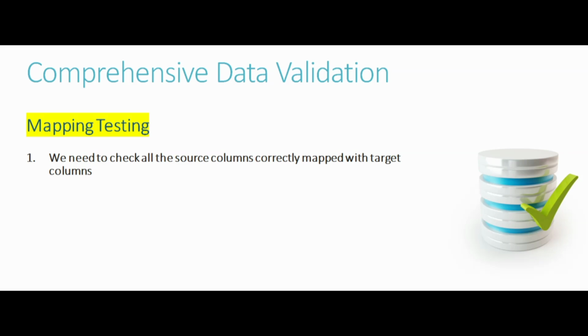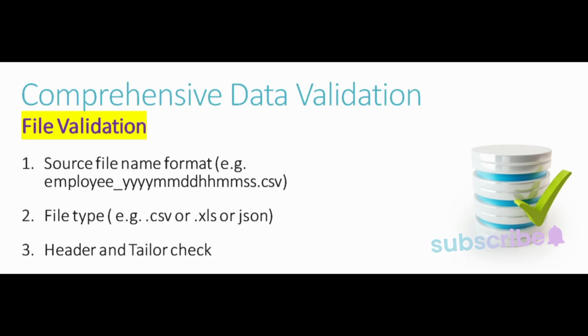After that, if any new system has been created, like files, first we will check the source file name, for example employee_yymmdd. What is the file type, whether it is .csv, .xls or a JSON file? If the file has a header and trailer, how many records are there? We need to check that. This is file validation.